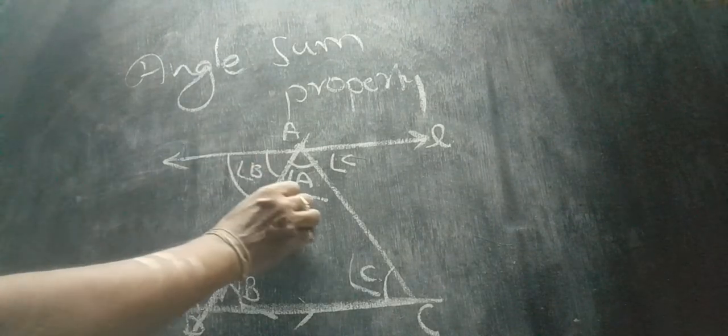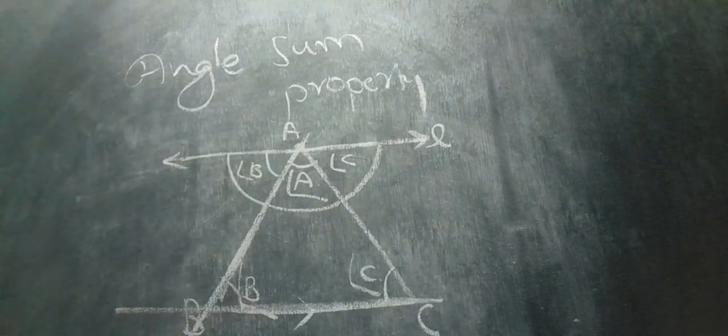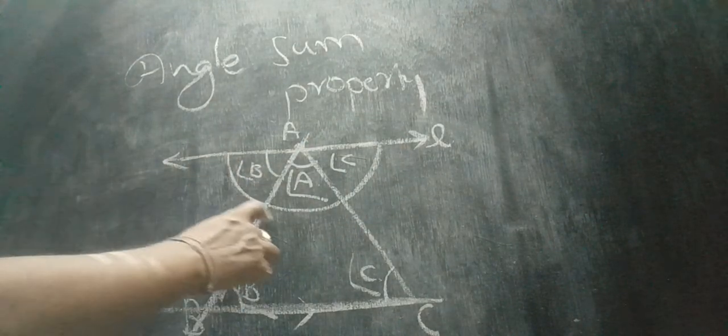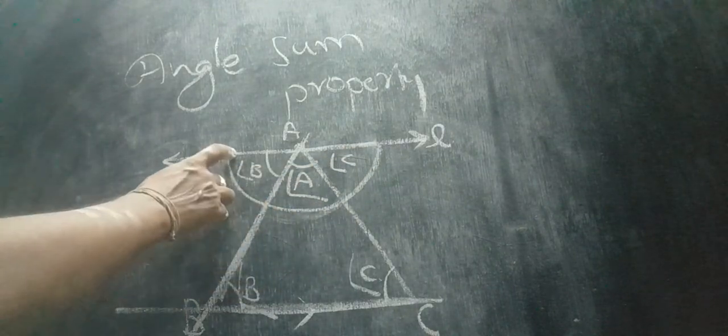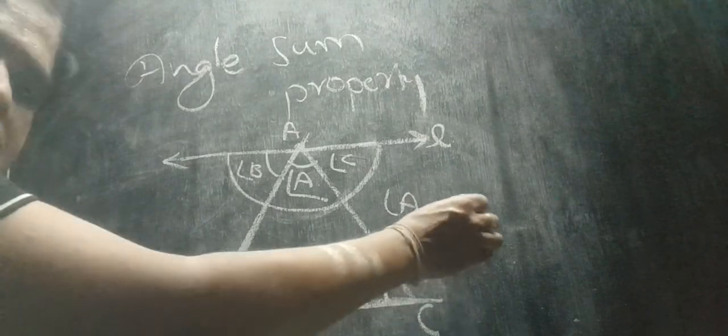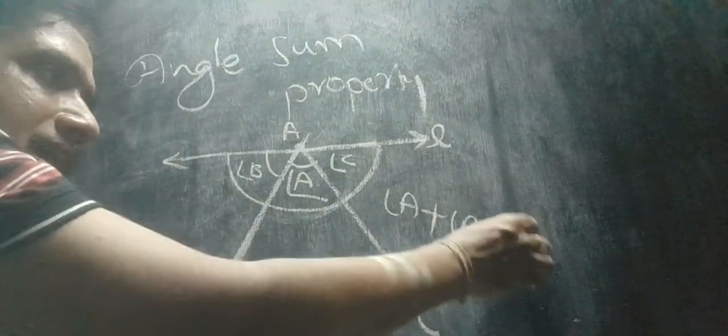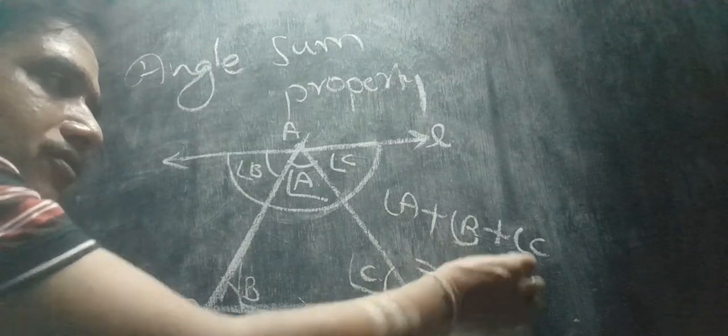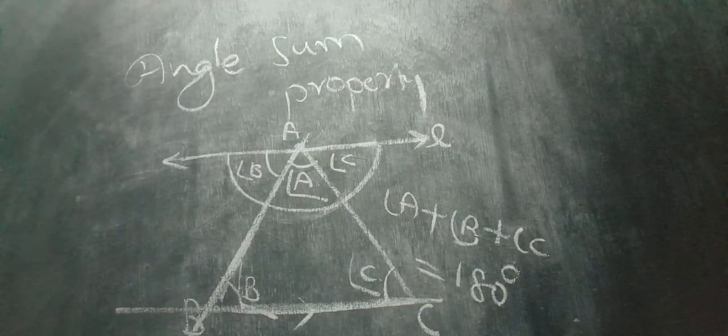Now angle A, angle B, angle C. I think you got an idea how it looks like a protractor. That's why angle A plus angle B plus angle C is equal to 180 degrees. Right? First we understood with the protractor activity. Second we understood with the paper cutting activity. Now we understood with the theorem by using the concept of parallel lines.